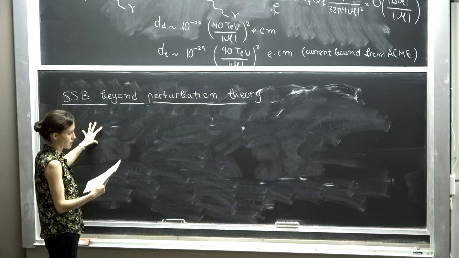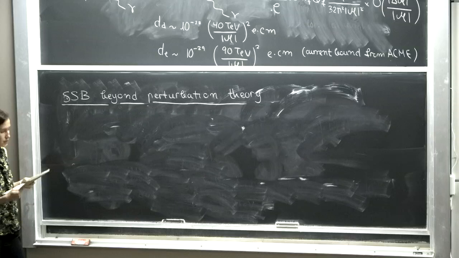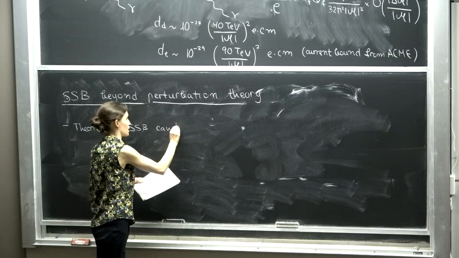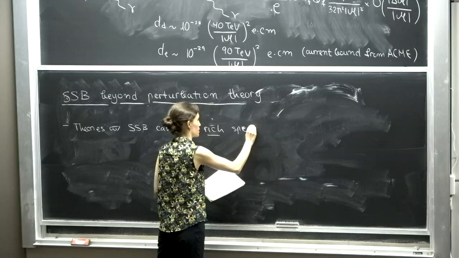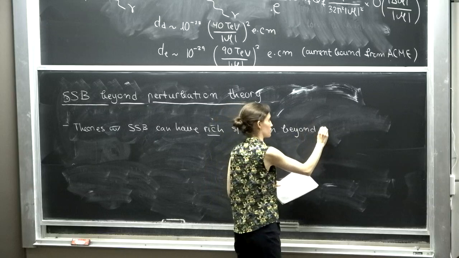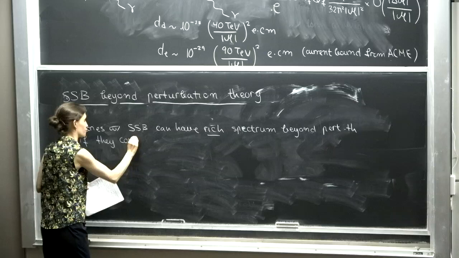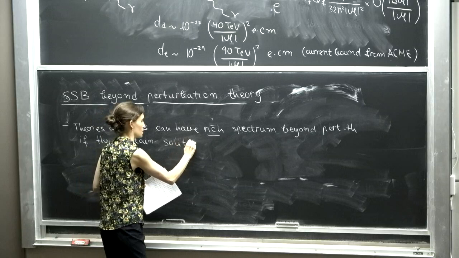So basically, for the rest of this lecture and probably a little bit of the first lecture tomorrow, the goal is to see that theories with some spontaneous symmetry breaking structure can have a richer spectrum beyond perturbation theory. And this is the case if they contain what we sometimes call solitons or defects.